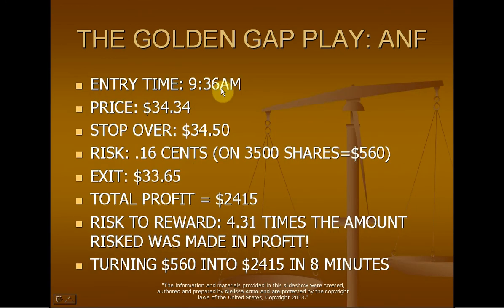Entry time was 9:36, price is 34.34, stop over 34.50, the risk is 16 cents. On 3,500 shares, this is an advance risk of $560, exit is 33.65. Total profit, 24.15, this is 4.3 times the amount risked made in profit, turning $560 into $2,415 in 8 minutes.